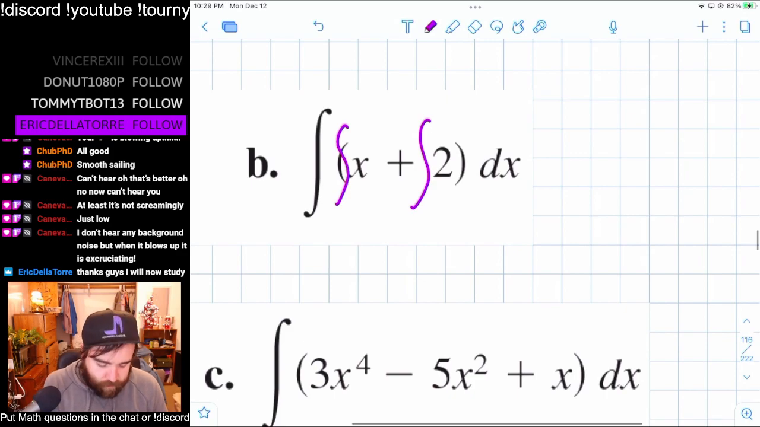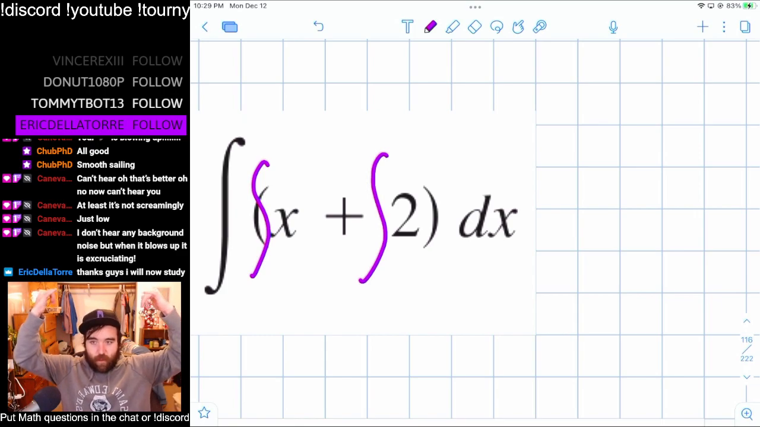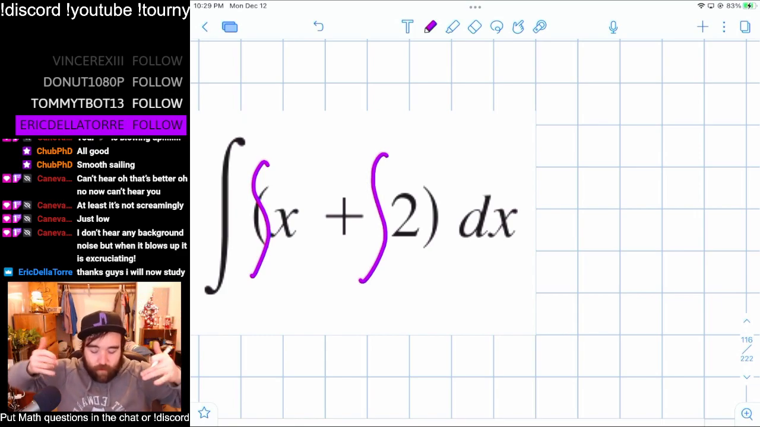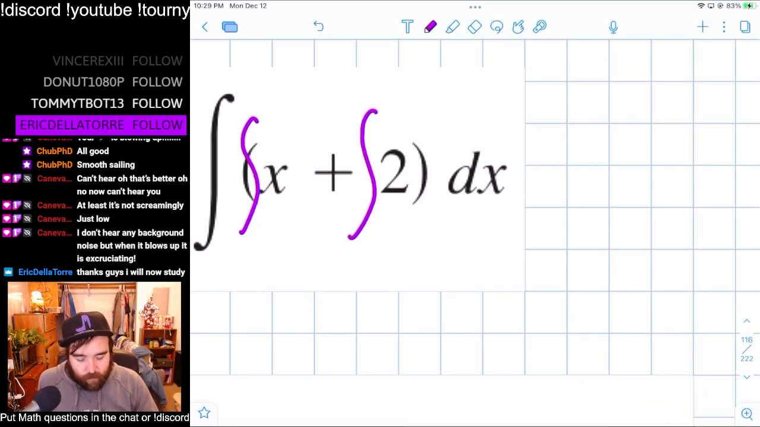Don't make that mistake. But just like with derivatives, if you're taking the derivative of two things added together, you just take the derivative of them separately. If you're taking the integral of two things added together, you just integrate them separately. If you're taking the derivative or integral of things multiplied together, it's more complicated, because that's when the product rule comes into play.